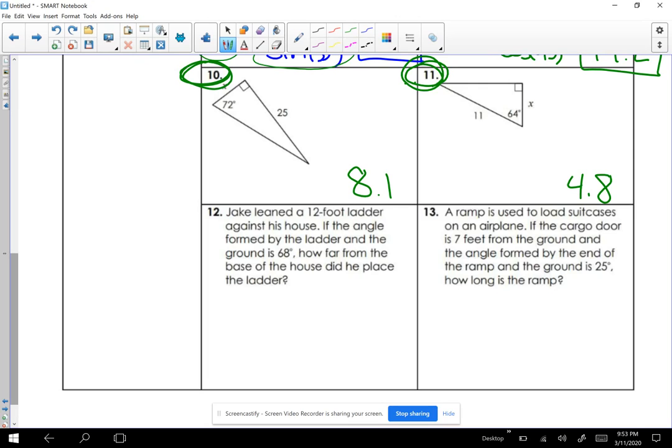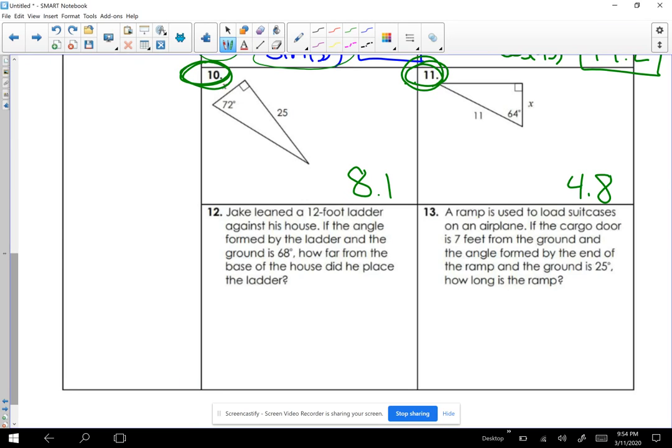12 and 13 are little bonuses for you if you feel like you want to complete them. They're word problems. They are relevant, they're related to the real world, but they are not required. Just to give you a hint of how you would set up ones like 12 and 13, you always want to draw a picture first.